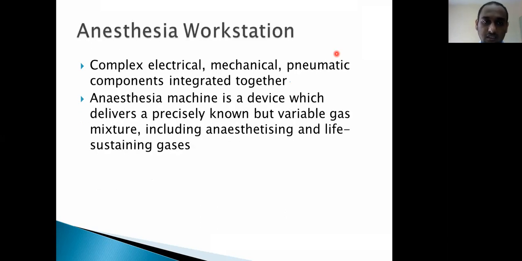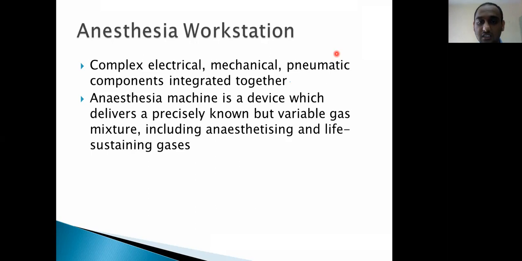Now, anesthesia workstation, what is it? How do you define an anesthesia workstation? It is a complex integration of electrical, mechanical and pneumatic components, which together function so well that the anesthesiologist has control over all aspects of the patient's ventilation and anesthesia level, along with the pressure flow. All components we can monitor, all components we can alter, so that very safe anesthesia is provided to the patient.